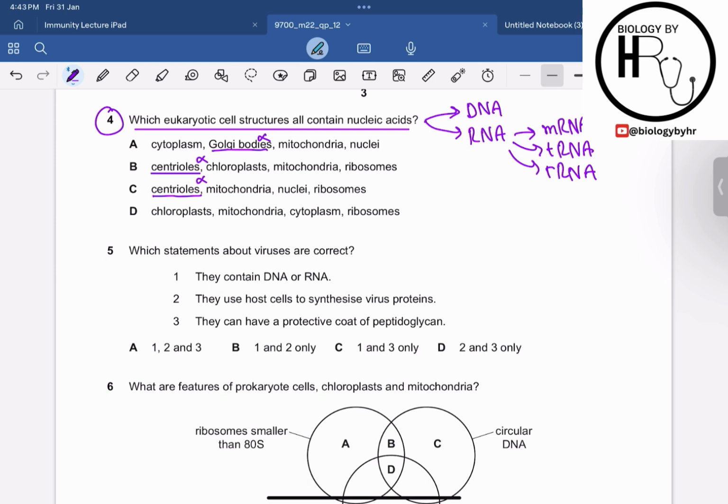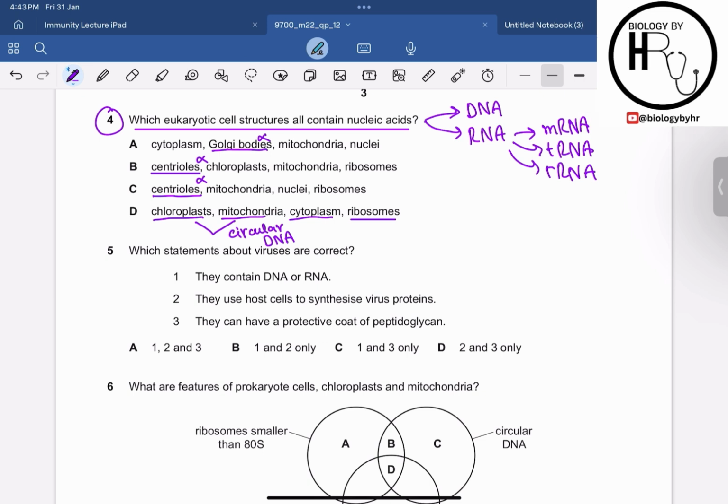Now in option D, they are saying chloroplast, mitochondria, cytoplasm and ribosomes. Now in the chloroplast, we know that yes, chloroplasts do contain the nucleic acid, as well as mitochondria also contain the nucleic acid. They have the circular DNA, right? If we talk about the structure of the chloroplast and the mitochondria, we have studied it over there that they are having the circular DNA.